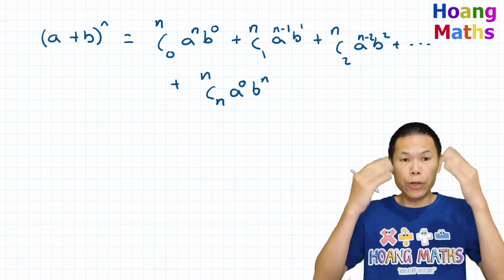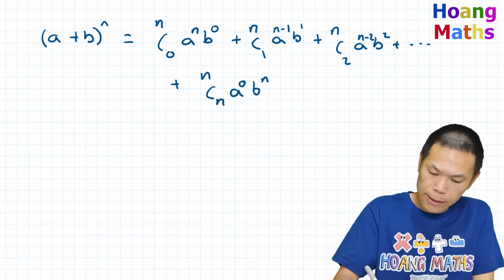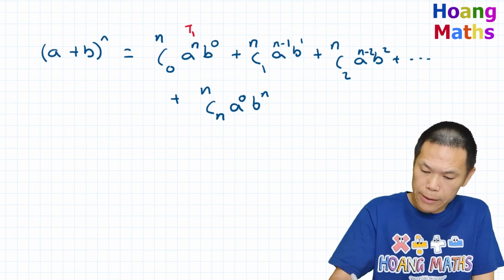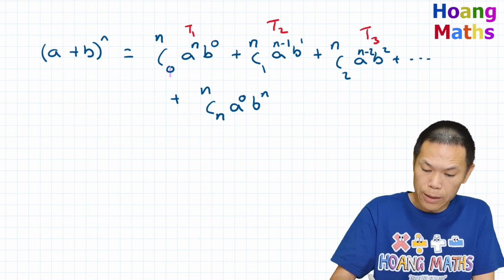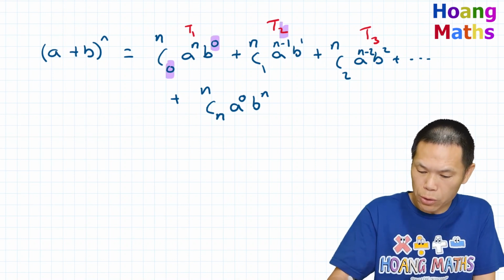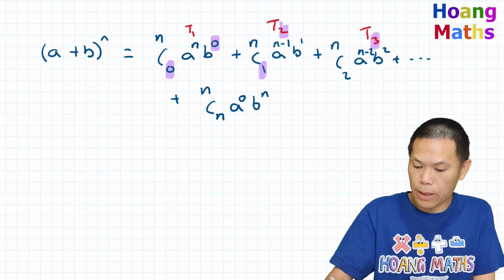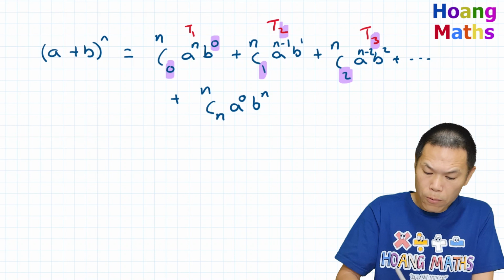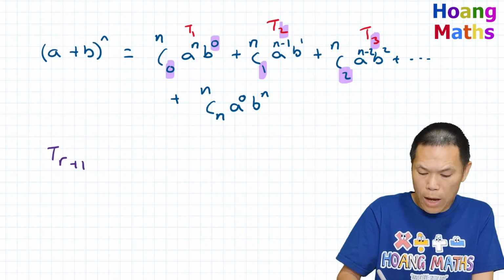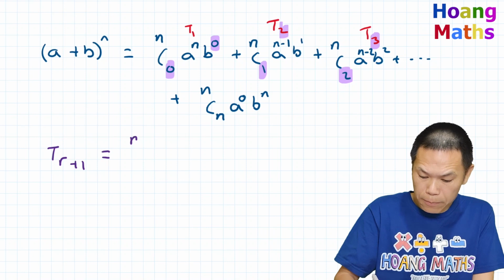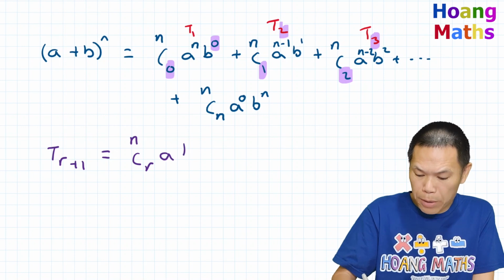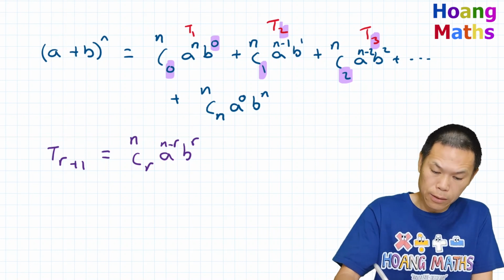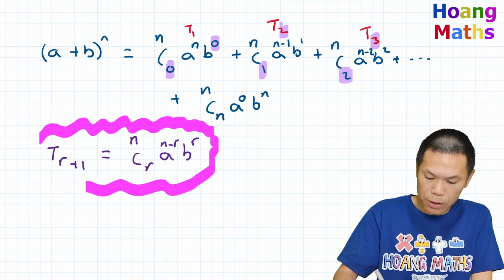So there you go. If you think about it, this is term 1, this is term 2, and this is term 3. So you can see term 1 is C0, b to the power of 0, term 2 is C1, term 3 is C2. Therefore, T of r plus 1 should give me nCr, because it's T of r plus 1, and then b to the power of r. So this should be n minus r for a. So that is in general. Please keep this in mind for me.